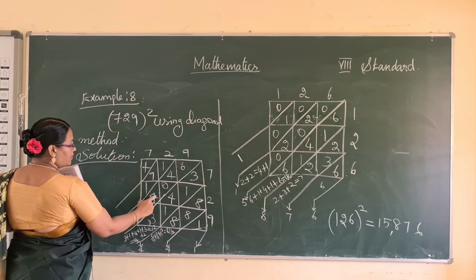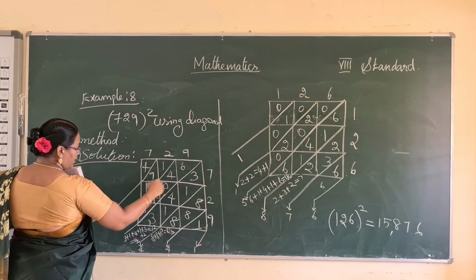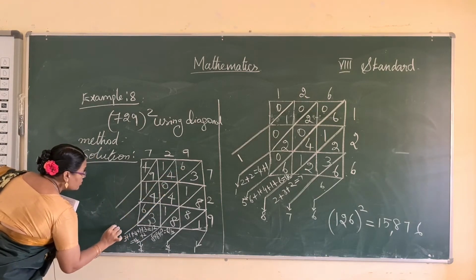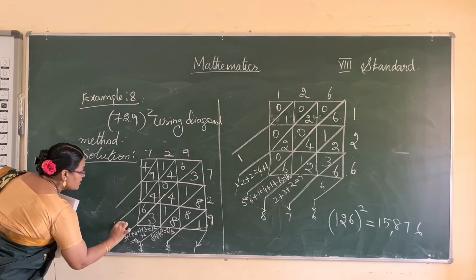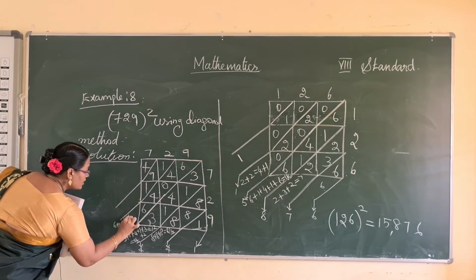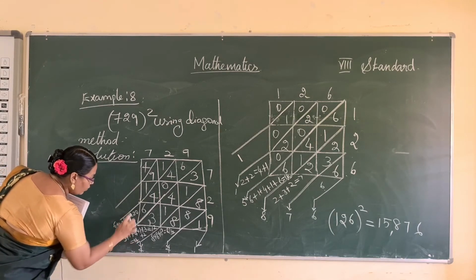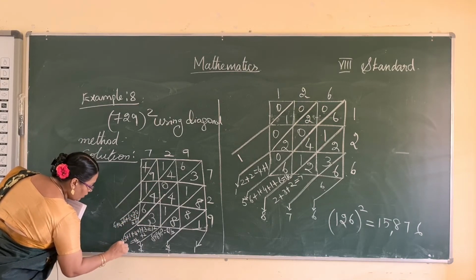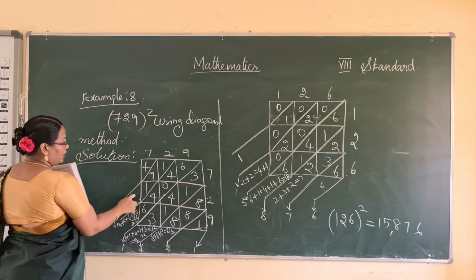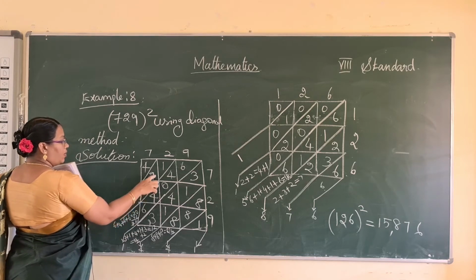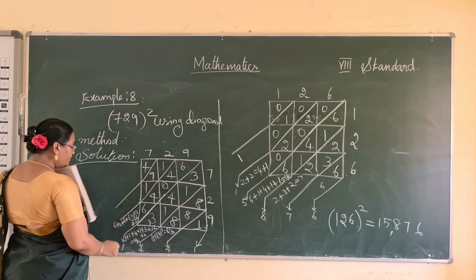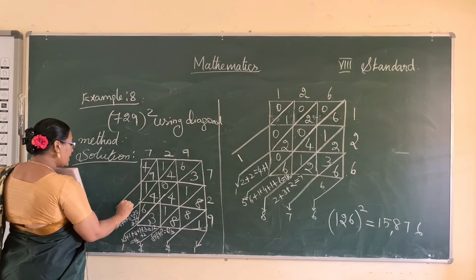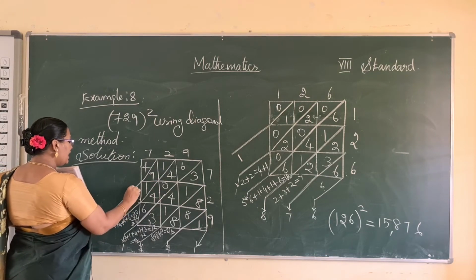Okay. So 6 plus 4, 10. 10 plus 10, 20. So 6 plus 4 plus 4 plus 6 equals 20. Here 1 added in this place, 21. So write here 1 and carry forward to this place. So 1 plus 9, 10, 10 plus 1, 11.